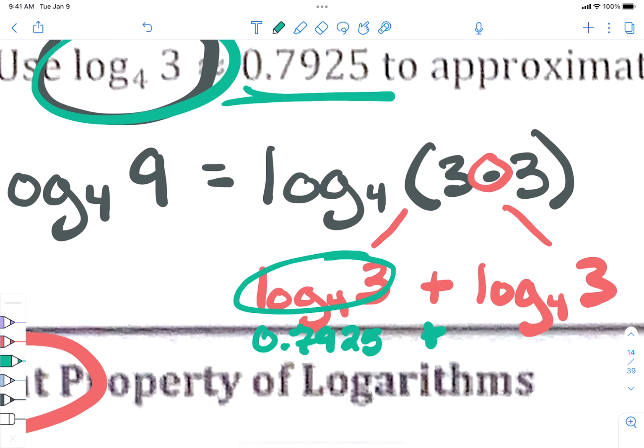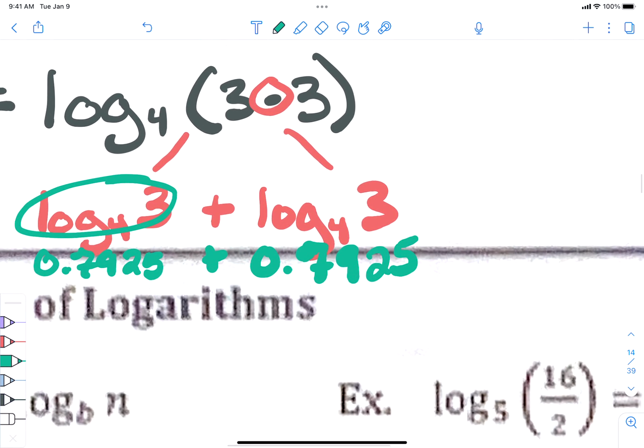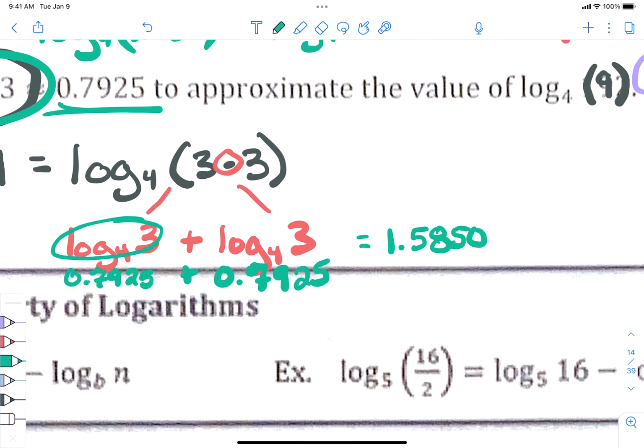0.7925, and I'm going to add to that another 0.7925. Do you see how that works? Okay, 0.7925 plus 0.7925, which is like, I don't know, 1.5850. Check me. It's 1.585. Yeah, very good. Okay, but do you see how we add those together? Multiply means add. So if we're breaking it apart into two pieces, we have to add those two values together, okay?